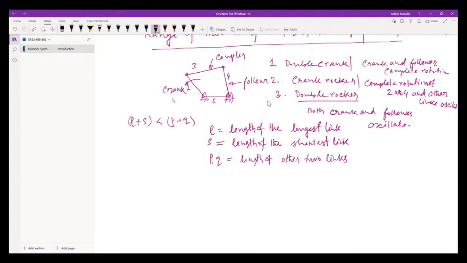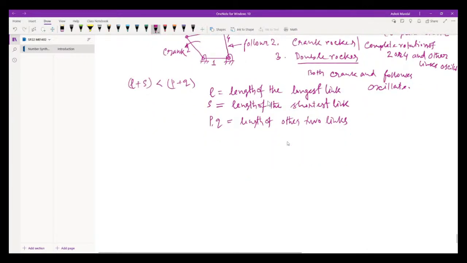Okay, so let us get the conditions for all these things. So what we will do now, we will take a condition where link 2 has to make a complete rotation. We'll now explore the condition for link 2 to make a complete rotation.